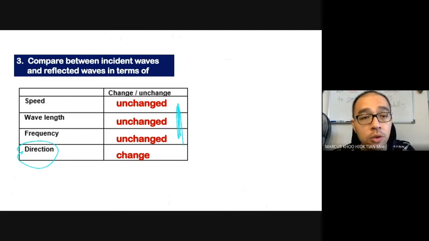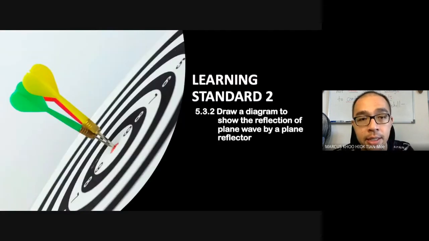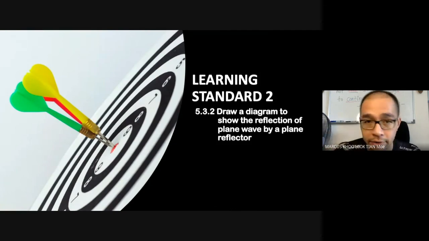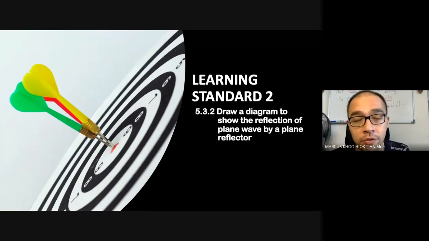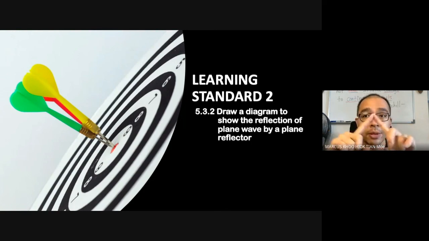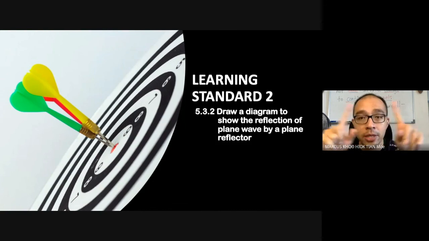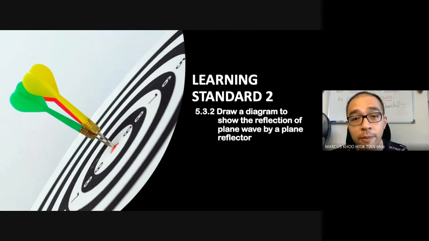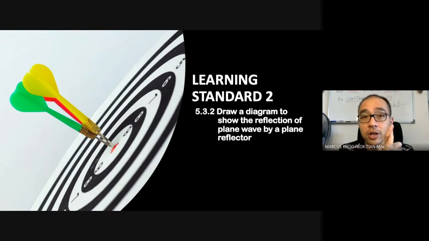So what I would like you to do today is this. I would like you to draw a diagram to show the reflection of a plane wave by a plane reflector. This is very easily done. I'm going to end the class now, but I'm going to send you the instructions on how to draw the diagram to show the reflection of the plane wave by a plane reflector. What you're going to need is a ruler. I want you to do it on an A4 paper.